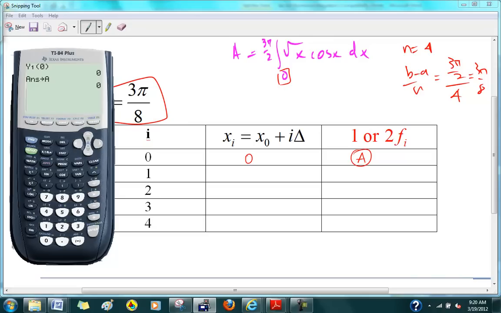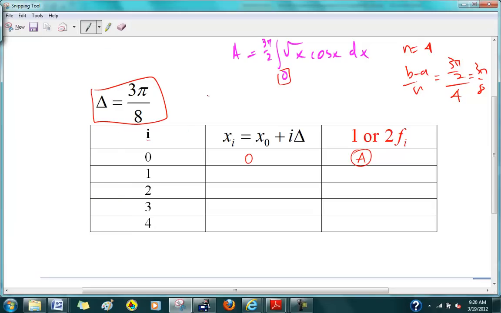Okay? And when i is 1, the next x value will be, look at this: x0 is 0, i is 1, 3 pi over 8, because right here is delta.